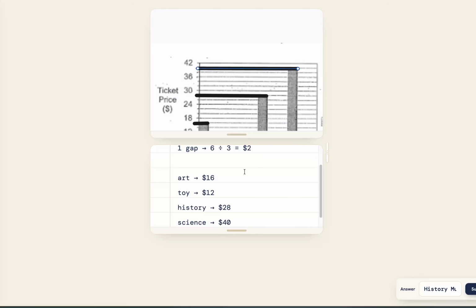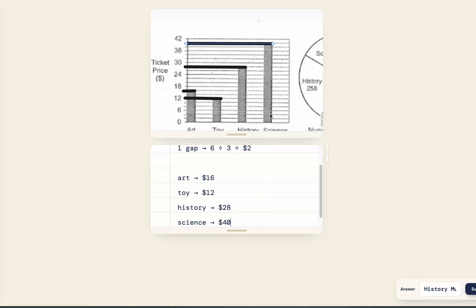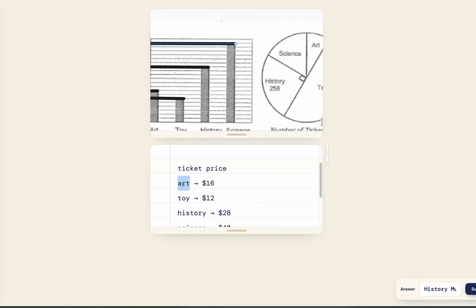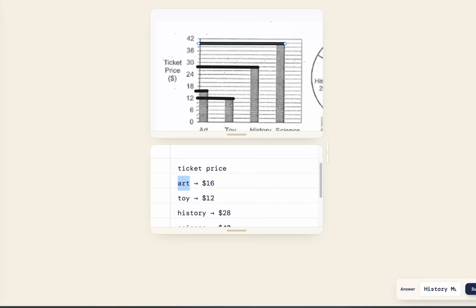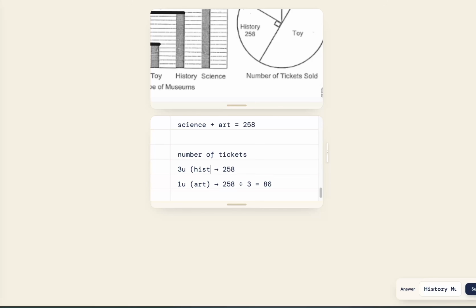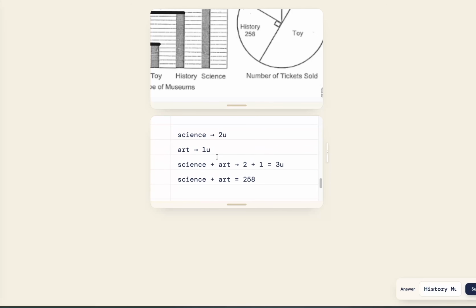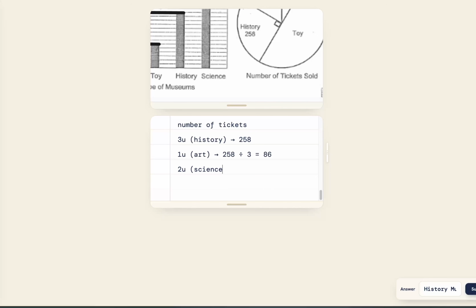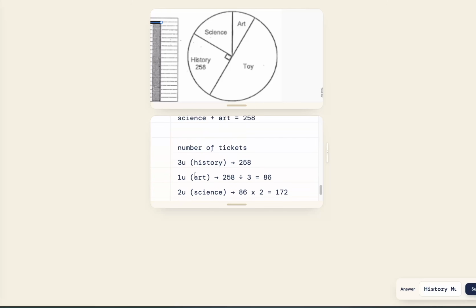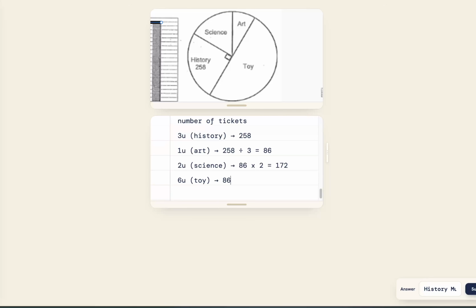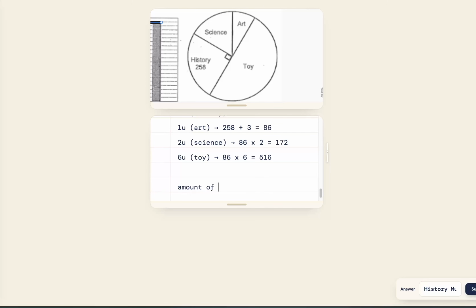Okay, so now we know the ticket price for each. The next thing is we need to know the number of tickets. From the previous question, we want to calculate the number of tickets. We know that history is 258, art is 86, and science is 2 units, equal to 86 times 2. This will give us 172. And lastly, we'll have 6 units, which is toy, equal to 86 times 6, which is 516.